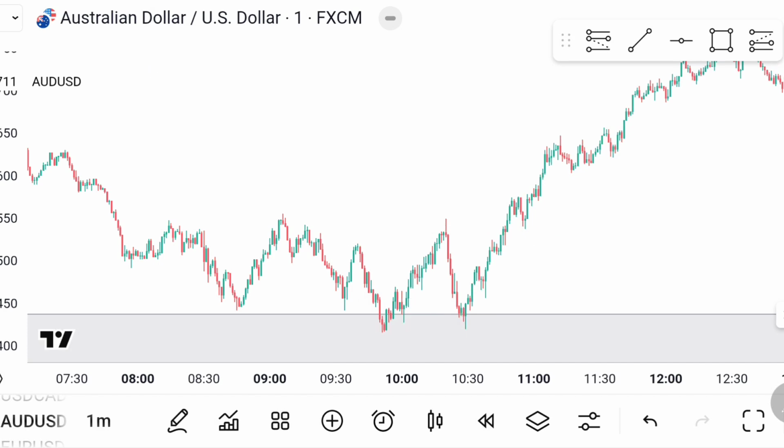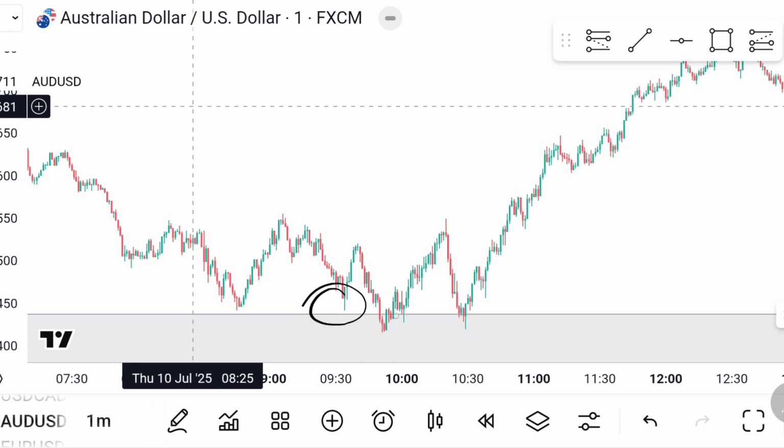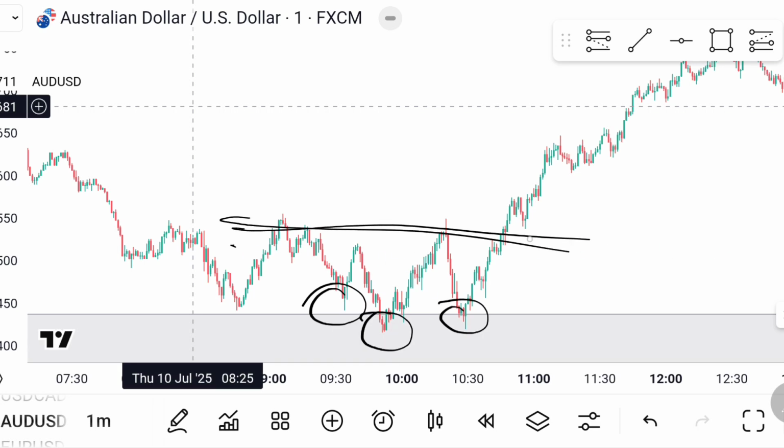So let us see if we have entry confirmation number three, which is going to be like an inverse head and shoulders. Do we really have an inverse head and shoulders here? So this is the left shoulder, the head, and the right shoulder. Okay, break of the neckline. This is the neckline, and this is going to be the entry in this case, stop loss here, right? The market goes up.